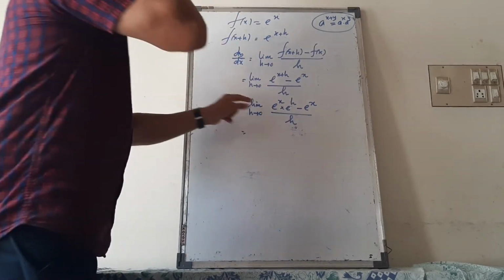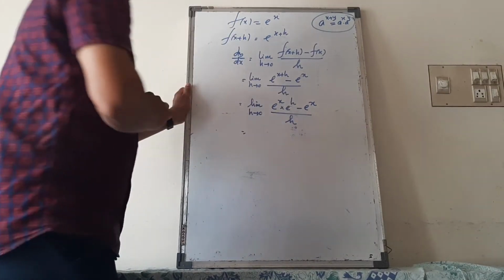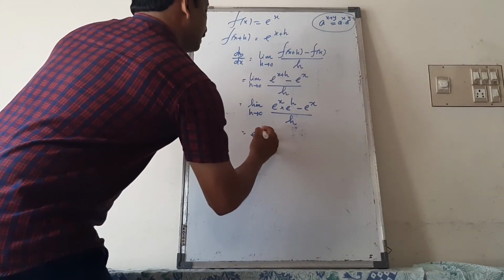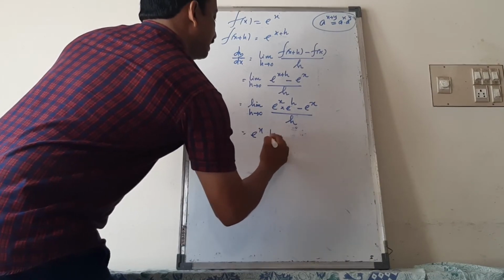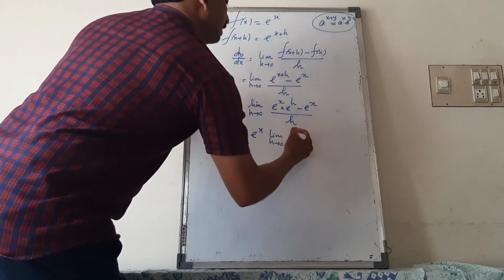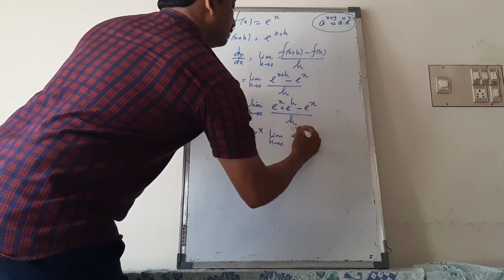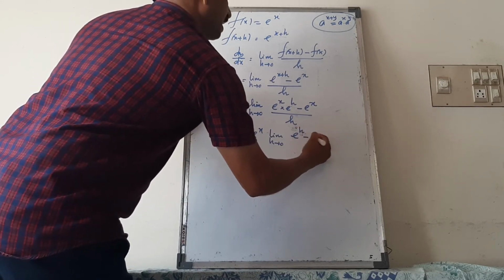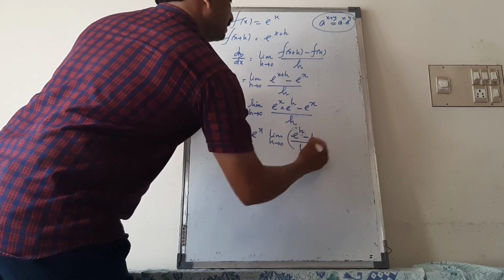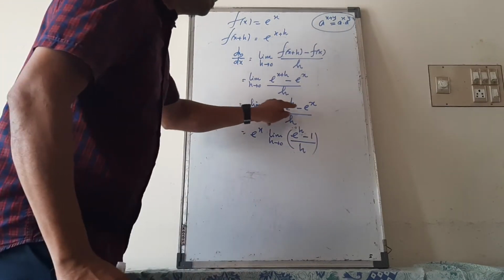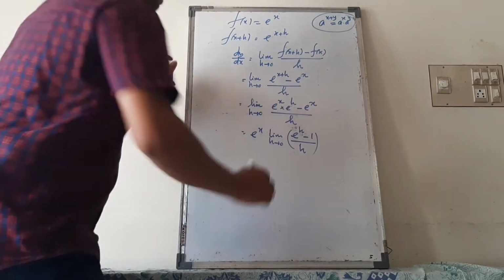Now here we take e raised to x as a common term. Therefore, e raised to x into limit h tends to 0 of [e raised to h minus 1] the whole divided by h. Here we take e raised to x as a common term.